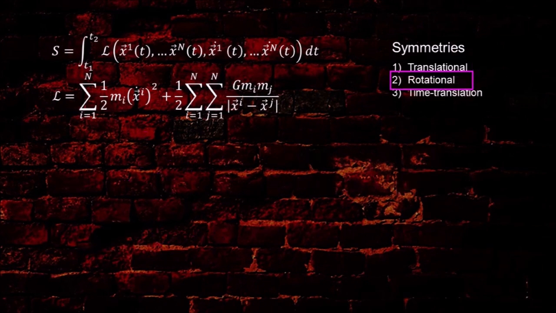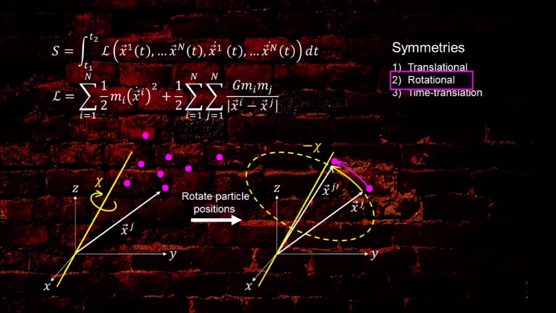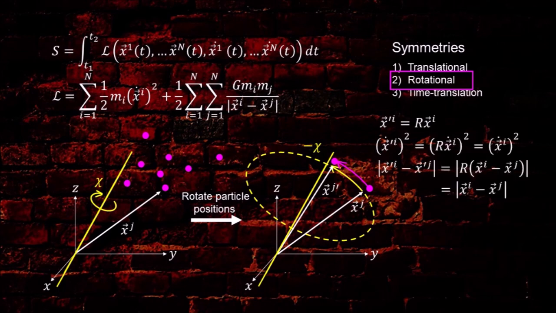What about rotation? Rotating our coordinate system around an arbitrary axis by an arbitrary angle chi is the same as rotating each position vector around the same axis by minus chi. The relation between the primed and unprimed position vectors is this, where R is a unitary rotation matrix. We could go through the algebra to show that this type of transformation does not change the Lagrangian, or we could just realize that rotations do not change the length of vectors.